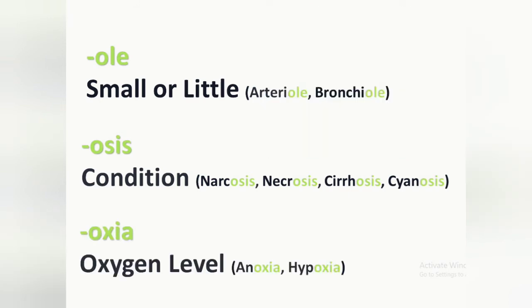Next suffix is oxia, which represents the oxygen level. For example, anoxia. Anoxia means if there is a proper blood supply but there is a lack of oxygen in tissue, that condition is known as anoxia. Whereas hypoxia means there is improper blood supply to the tissue, so there is no oxygen available in the tissue.